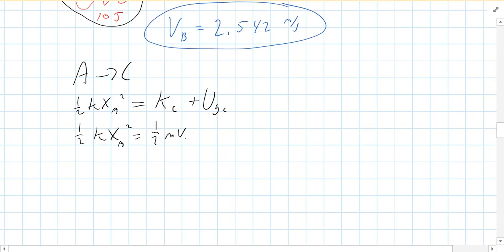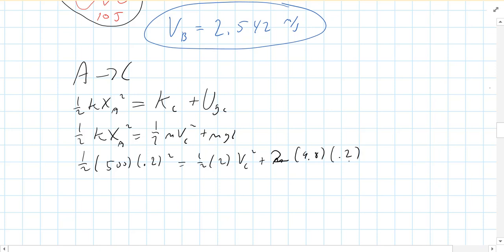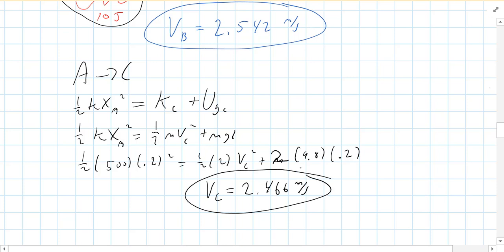So if I put my equations in here, it equals 1/2 m v at C squared plus mgh, and I have all the numbers except for VC. 1/2 k is 500, XA was 0.2, squared, equals 1/2, mass of the book is 2, VC squared, which I'm trying to find, plus m, which is 2, g is 9.8, and the height is 0.2 meters. That's your 20 centimeter height. If you plug and chug, I got a V at C of 2.466 meters per second. Notice it's a little less than B. It's not a lot less, but it is less. The book has already started slowing down.